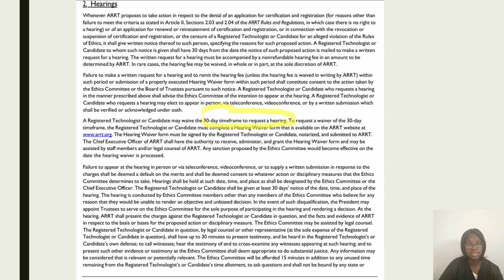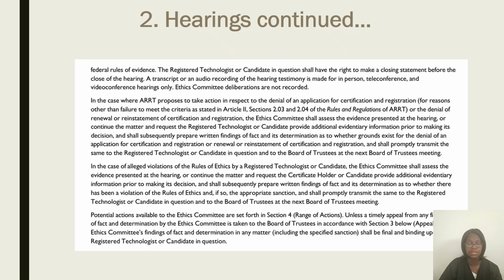If something was said and it wasn't true, you can defend yourself, but you have to make sure that you are responding in an appropriate manner. So this is what this information is saying. You can pause it and read it and make sure that you are familiar with this information. And then this is just going to talk more about the hearing that I just mentioned.